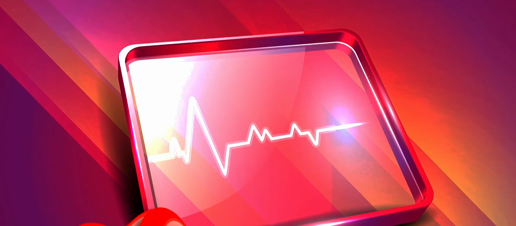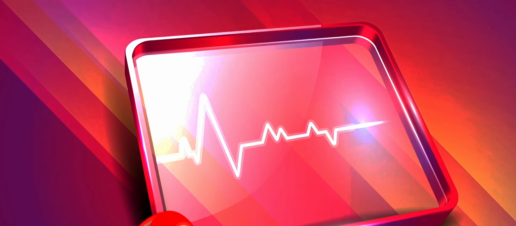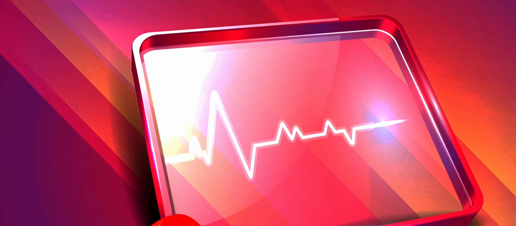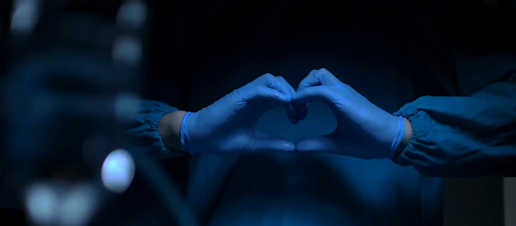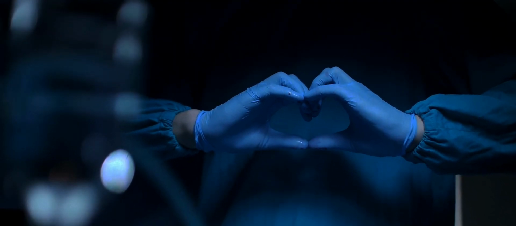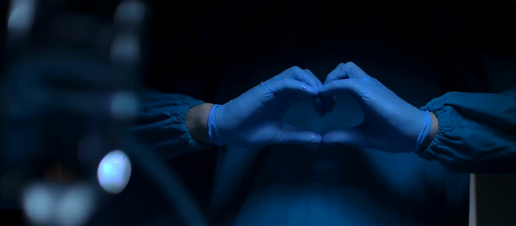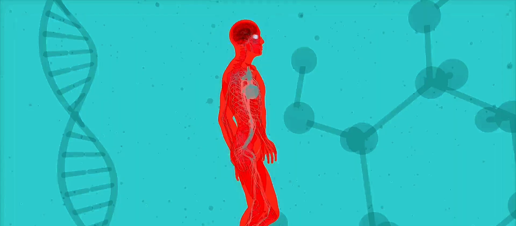Do you know what causes a heart attack and how to recognize its symptoms? Let's take a moment to explore this critical topic. A heart attack, or a myocardial infarction as it's medically known, is a serious and potentially life-threatening event.